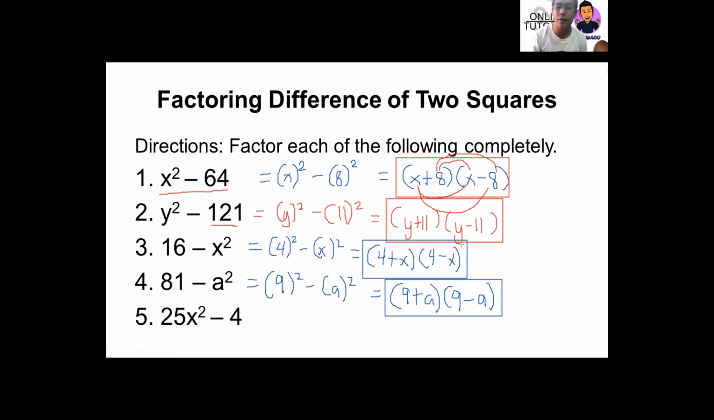Okay, last for the difference of two squares, 25x squared minus 4. Okay, so 25x squared is just 5x squared, right? Since 5x squared is 25x squared, and then the 4 is 2 squared. Then the factors are the sum of 5x and 2, and the difference of 5x and 2. So we have 5x plus 2 times 5x minus 2. Okay? So that is how we factor the difference of two squares. It's easy, right?